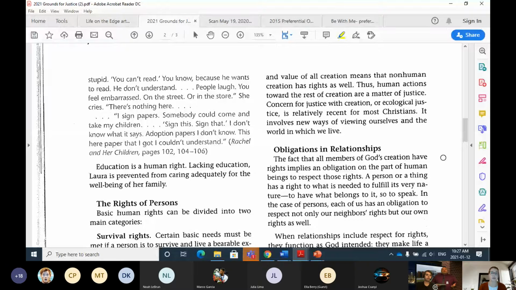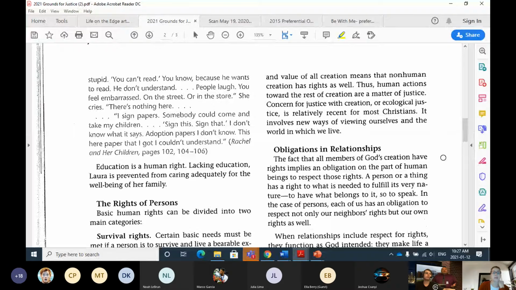So thinking about this woman, Laura, she didn't have her education. She lacked education. So because of that, it's not just that she doesn't have education, so she can't get a job. That's not the only thing affecting her in her life. Now she can't read, so she can't care adequately for the well-being of her family because she doesn't have that education. She can't read. I hope that makes sense.